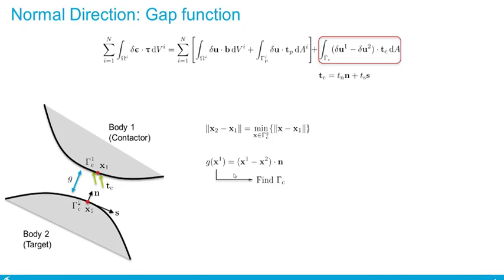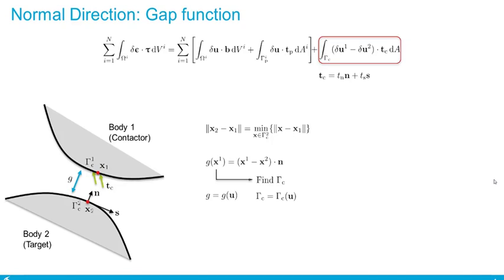Mathematically, this is easy to write, but numerically, this is very complex to implement. So this gap function, here, we can see that it is a function of x, and x1 and x2 are functions of the displacement field. So small x equals capital X plus our displacement. Hence, the gap function itself is a function of displacement.